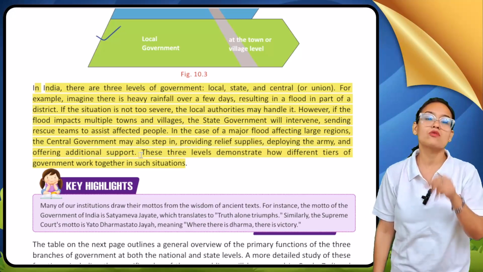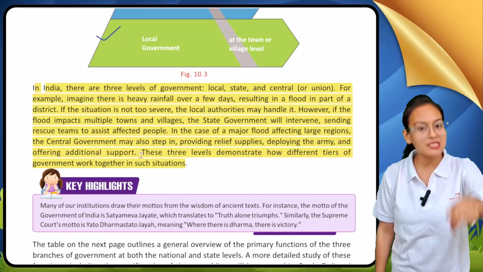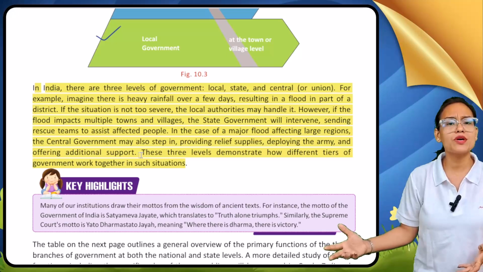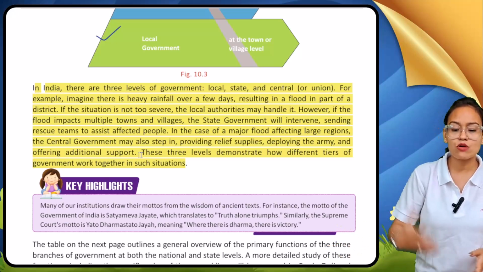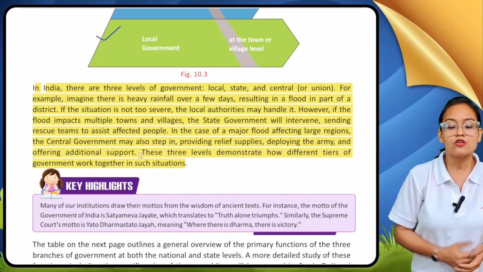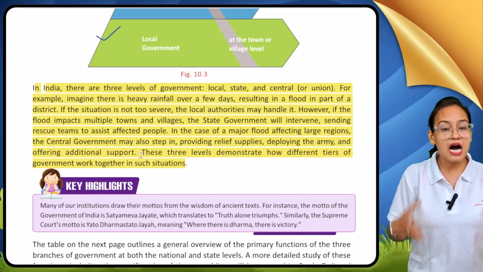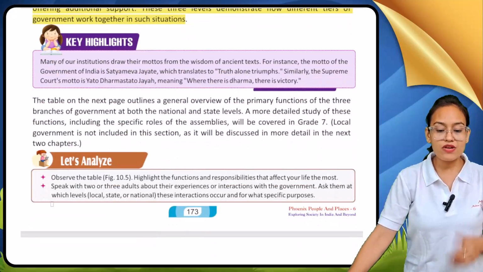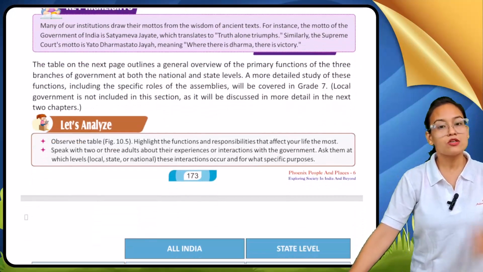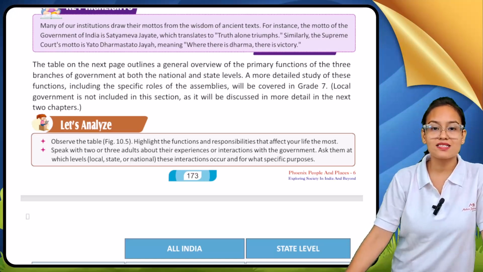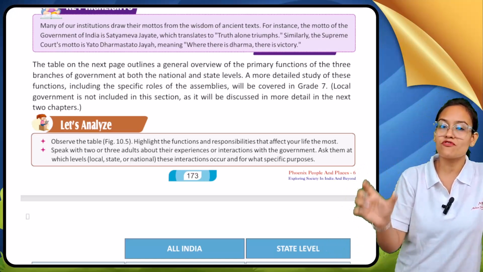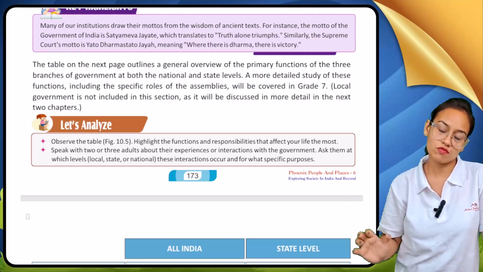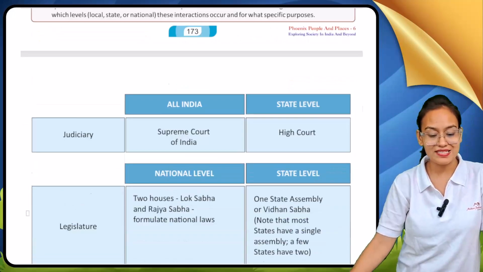So here comes the role of our central government. In this matter, the central government is going to interfere. In what way? They are going to supply relief and deploy the armed forces. So in this way, my dear students, you can see how these three forms of government work together. Now we are going to see a table. Through this table you can easily understand what major work is performed by the central government, by the state government, and by the local government. So come with me, let's see.